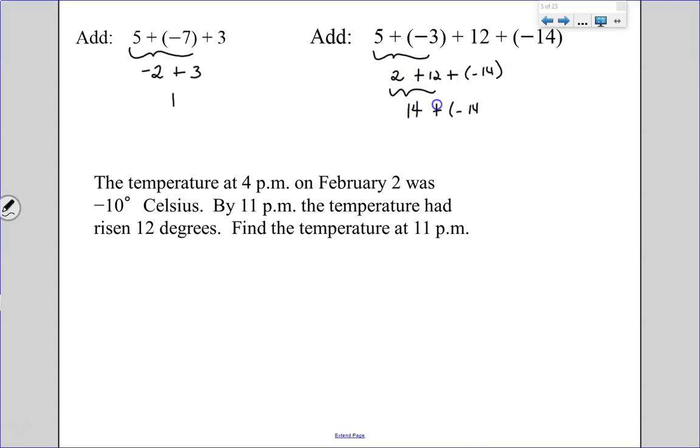Copy down what's left, and now I have a situation where I have a positive and a negative quantity of the same number, so the result would be 0.